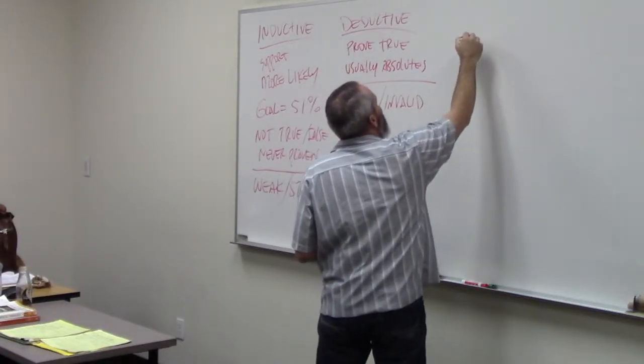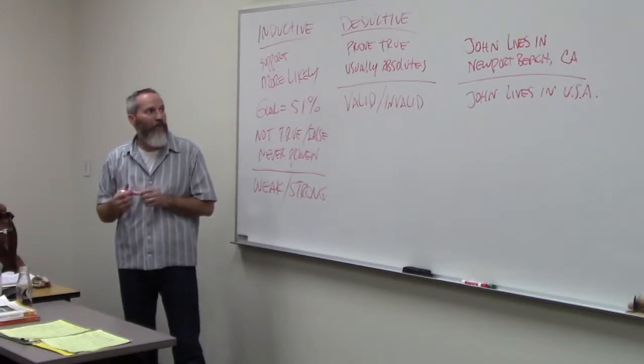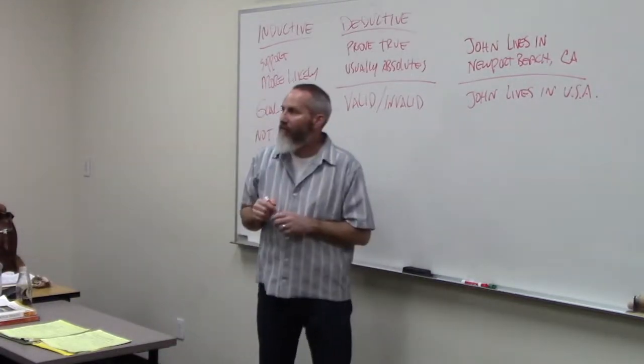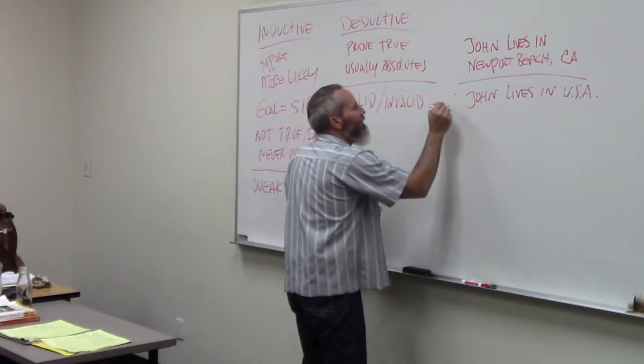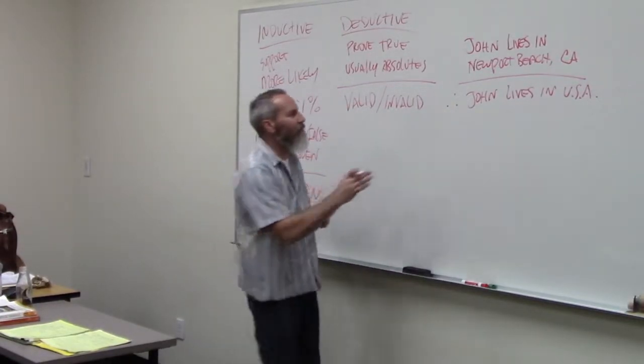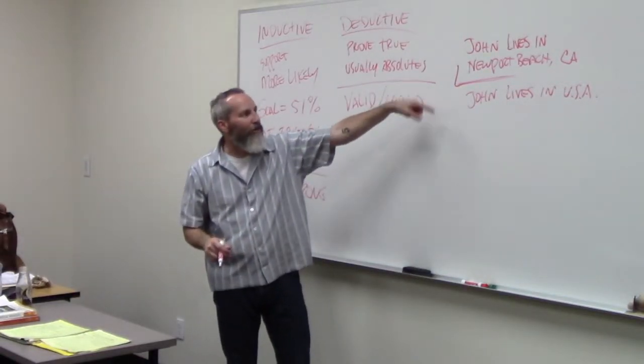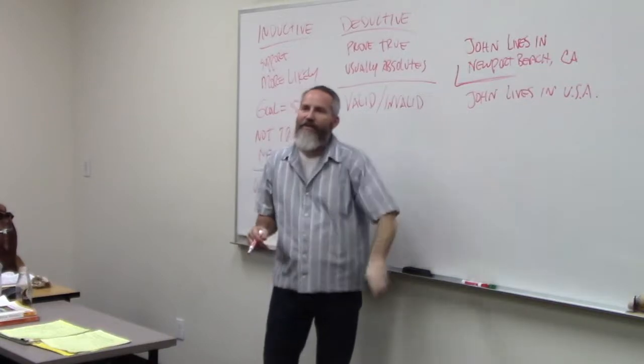What if I were to say, John lives in Newport Beach, California. Therefore, by the way, when I put a line like that, it means therefore. Sometimes I'll do this, three dots. Three dots means therefore. So John lives in Newport Beach, California, therefore John lives in the United States.